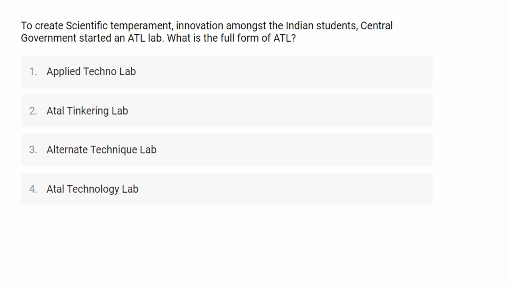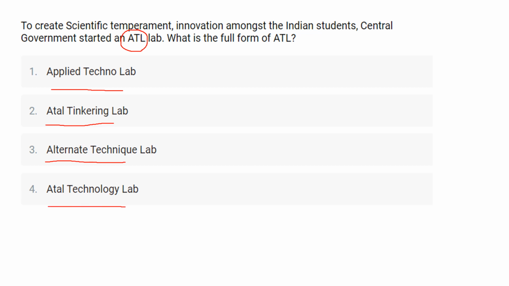What is the full form of ATL? In this question, they ask you about creating a scientific temperament and innovation among Indian students. The central government has started the ATL lab. So they are asking you the full form of ATL. The first option is Applied Techno Lab, the second is Atal Tinkering Lab, the third is Alternate Technique Lab, and the last is Atal Technology Lab.